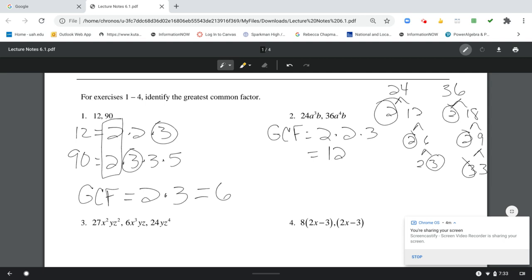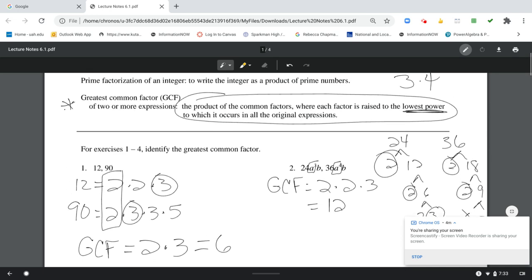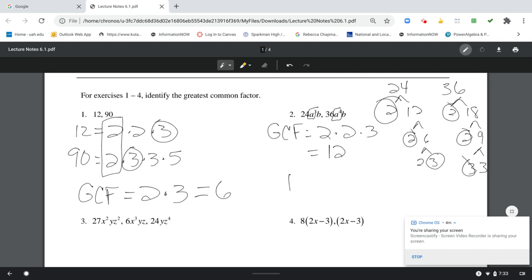Now, as far as the variables are concerned, I have an a to the third, and I have an a to the fourth. Well, based on my rule right here, I take the one with the lowest power. So I'm going to keep my number, and I'm going to include a to the third, because that power is lower than a to the fourth. Well, when I look at my b values, both of them are b to the first. So I keep b to the first. That would be the greatest common factor for the number and the variables in each one of these monomials.